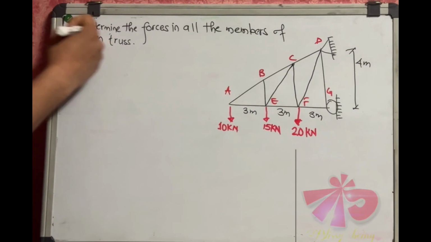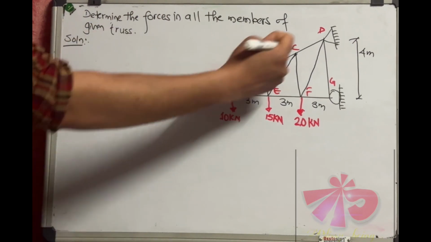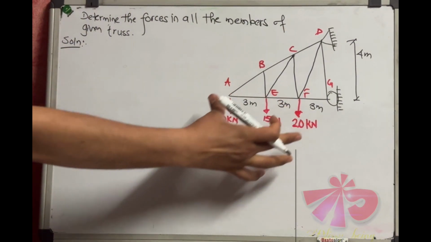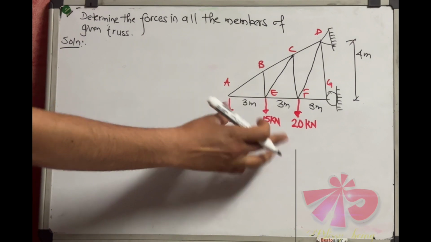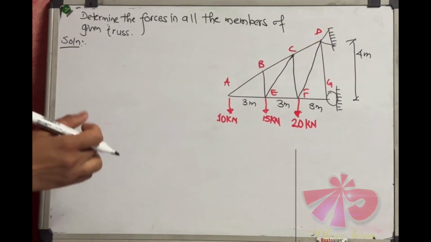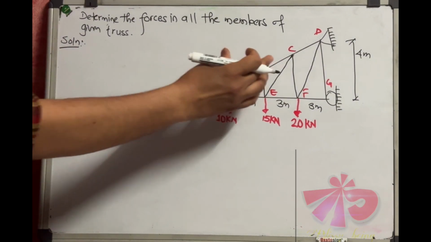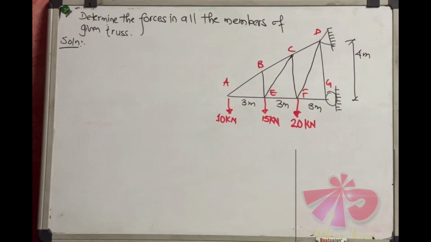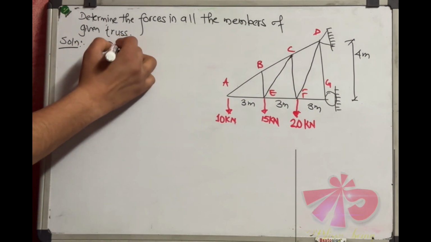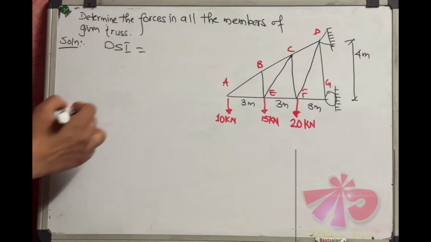In the video, we will be determining the forces in all the members of the given truss. So this is a truss, right? In this truss, you have to find the member force in all these members. Whenever you are determining the member force or axial force in a given truss, you first have to check the determinacy and indeterminacy of the truss. So let us check the degree of static indeterminacy of the given truss.